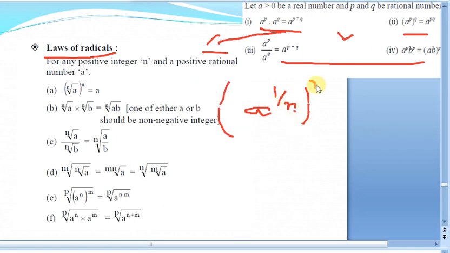So it is of the form a power m whole power n, which is a power p whole power q. That will be a power pq. That means I have to multiply these two. What is 1 by n into n? It will be 1. So it will be a only, a power 1. So that is how our first law works.